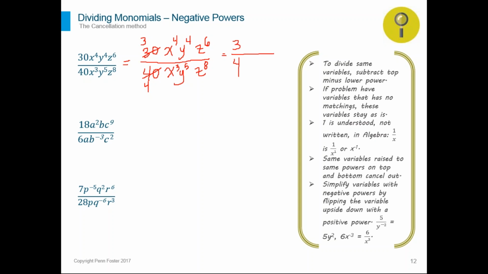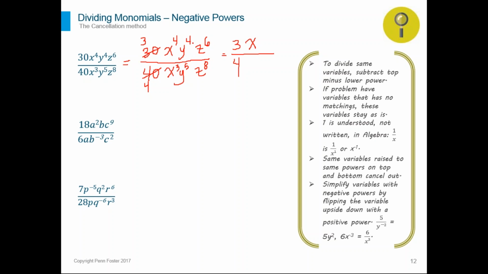Now, x to the fourth divided by x to the third. 4 minus 3 is 1. So it is x to the first power on the top here. Now we have y to the fourth over y to the fifth. Now we have to stop here and realize that the top power is smaller than the bottom power, but we still have to subtract the top minus the bottom. 4 minus 5 is negative 1.